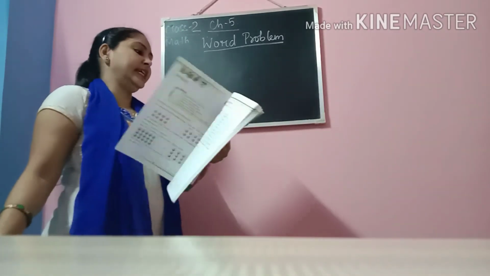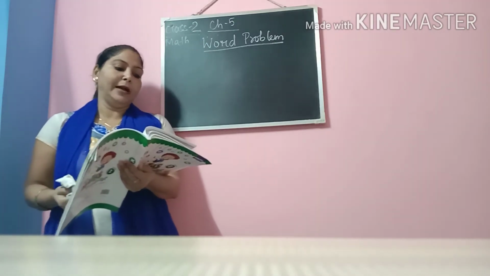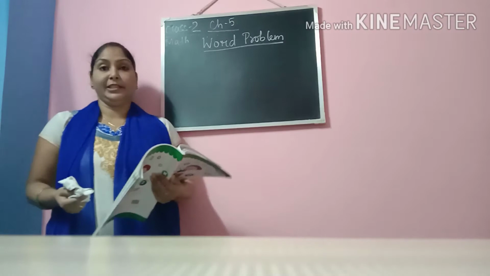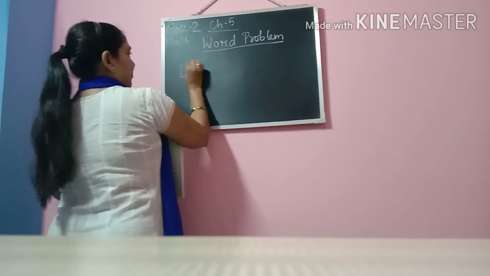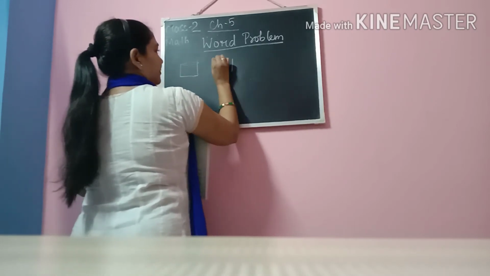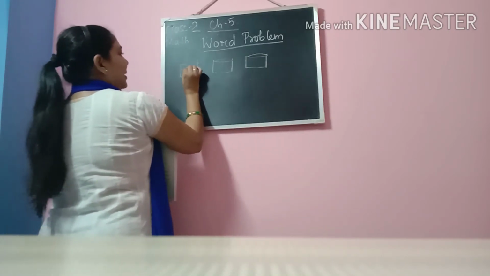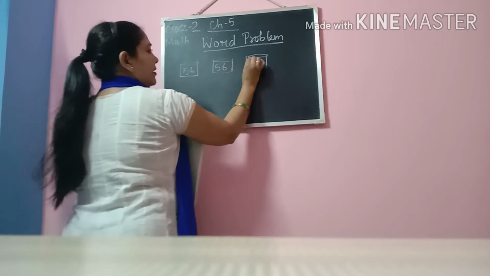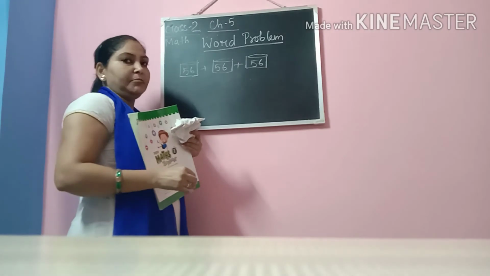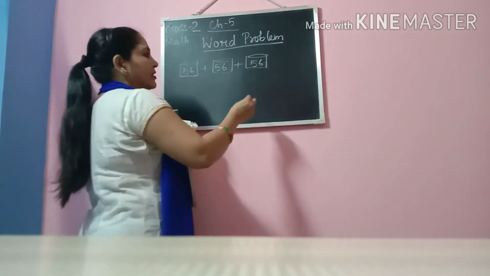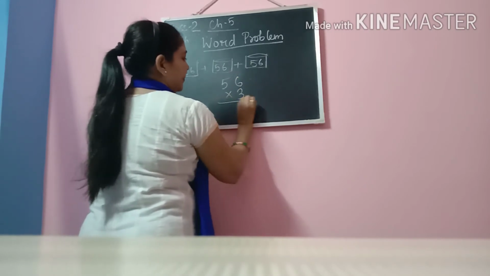The first one is already done. I will read out the question for you. There are 56 mangoes in a basket. How many mangoes are there in 3 such baskets? If suppose 3 baskets are there, and in each basket 56 mangoes are there. So we can do repeated addition, but we are not going to do repeated addition here. Rather, we will do 56 multiplied by 3.